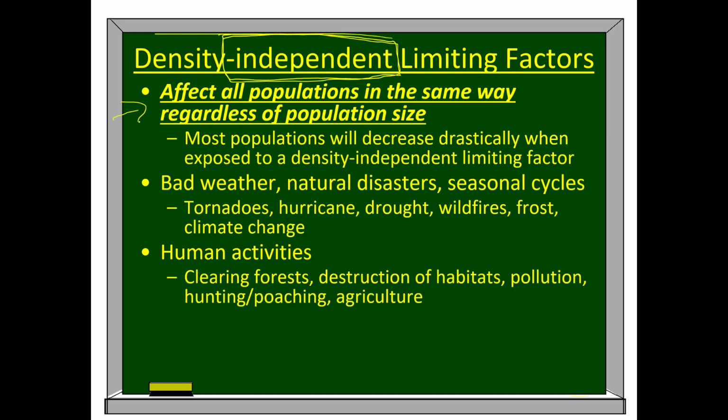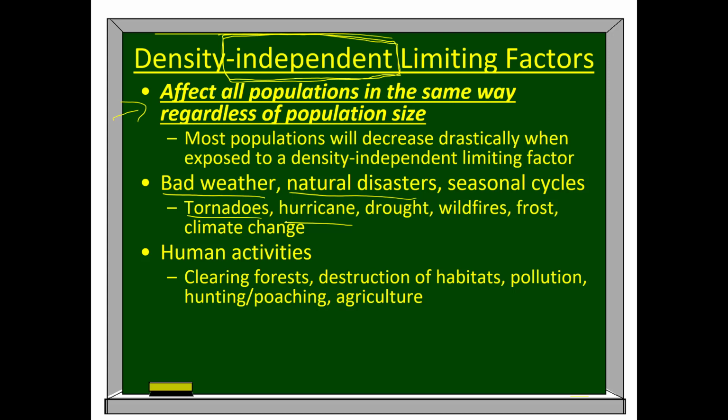It doesn't matter if the population is very sparse. It doesn't matter if the population is extremely overcrowded. Either way, whatever this factor may be, it's going to affect the population the same. Now, some examples of density independent factors are things like bad weather and natural disasters. If you have a tornado or a hurricane come in, one of these big natural disasters, it's going to wipe out the population regardless of the size.